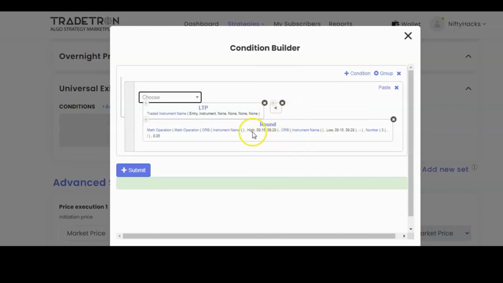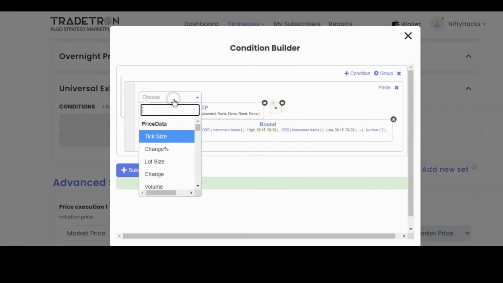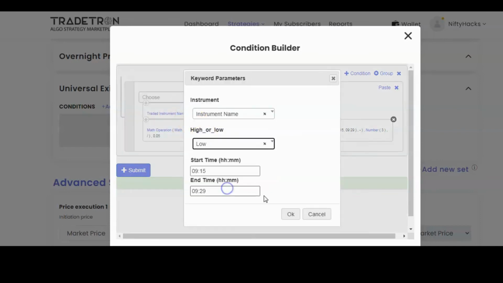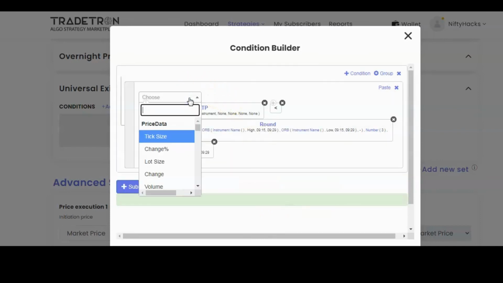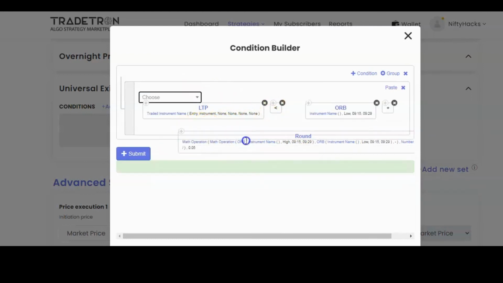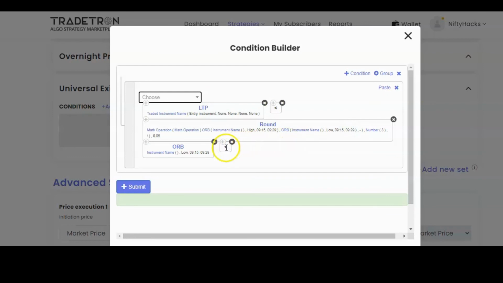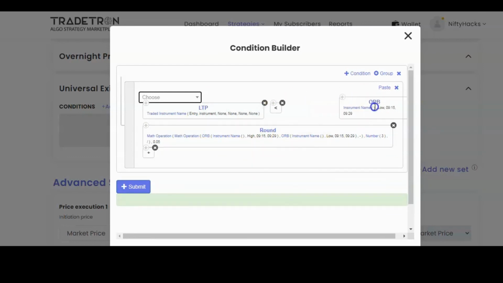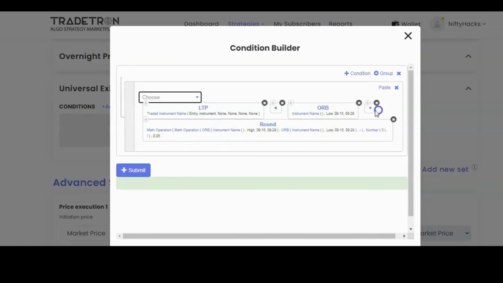Now we will add that number to ORB low. So for that, write down here ORB low plus, and bring this below. Keep this in front: ORB low plus this number. So in this way you can do that.